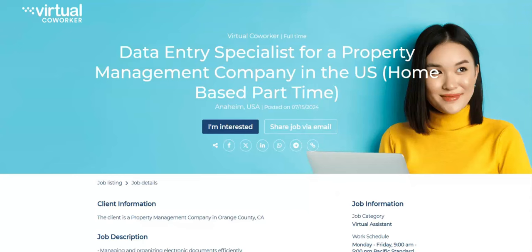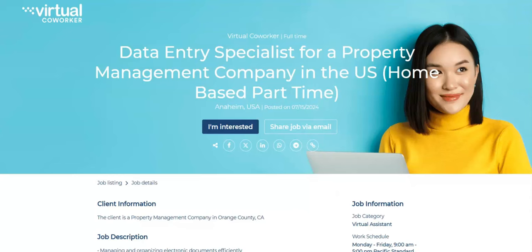Regarding the must-haves for this job, you must have proven relevant experience. You must have rapid typing skills. And you must have Microsoft Office proficiency. Regarding the home office requirements, you must have a perfectly working headset and webcam. You must have a stable internet connection of at least 5 Mbps to 15 Mbps.